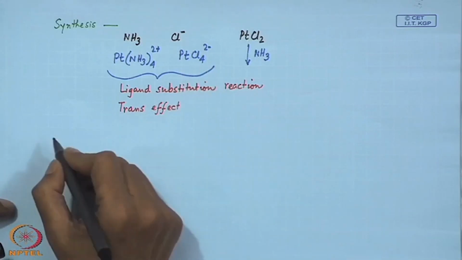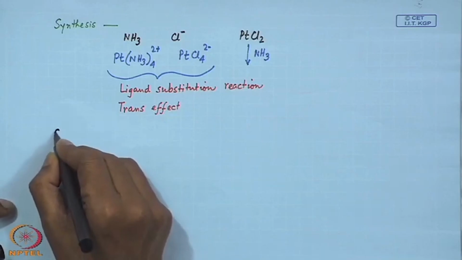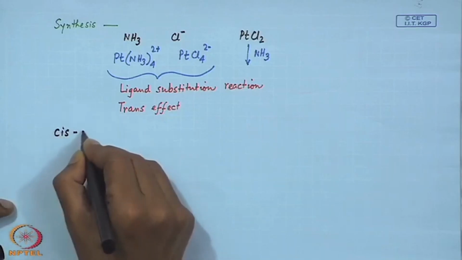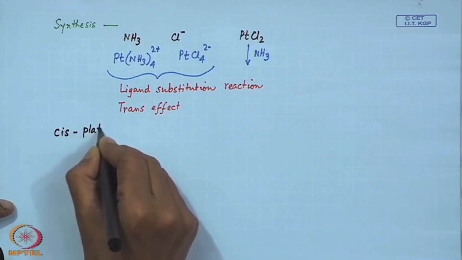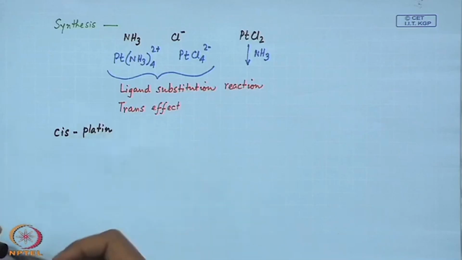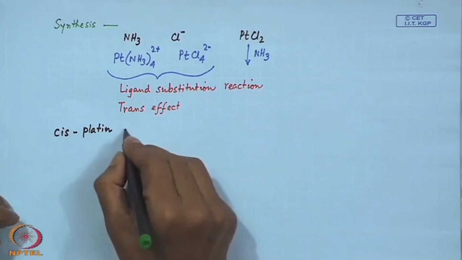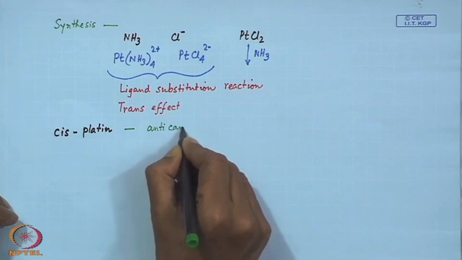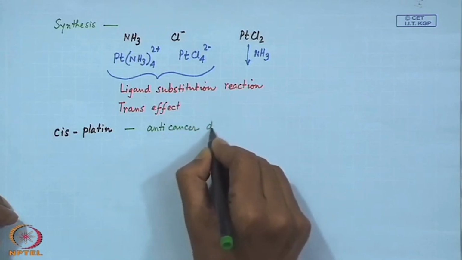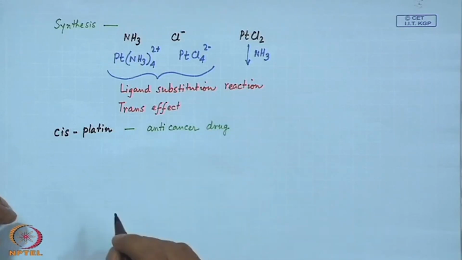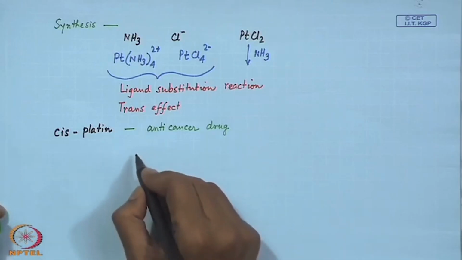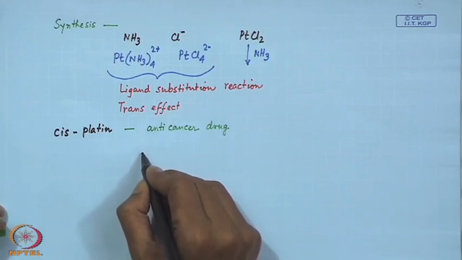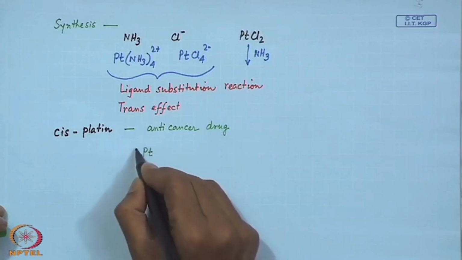Because this particular molecule, which is known as cisplatin, is a very useful anti-cancer drug, and in that particular case only cis is useful as an anti-cancer drug, because the positioning of these two cis groups around the platinum is important.